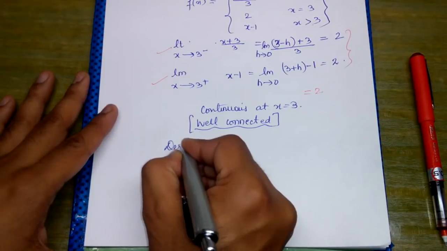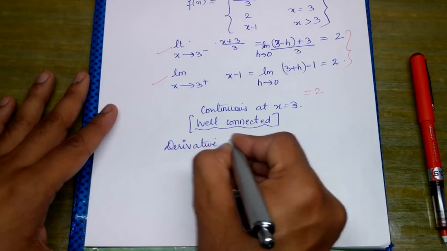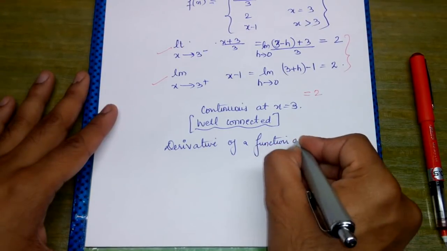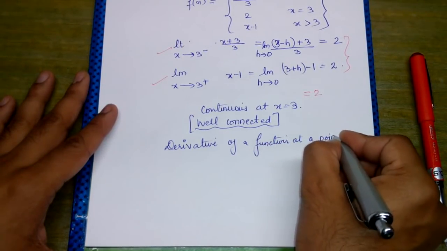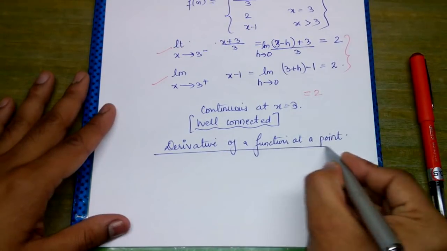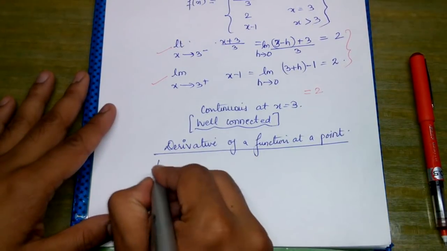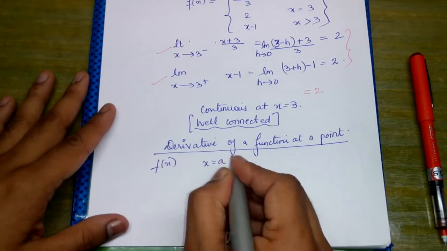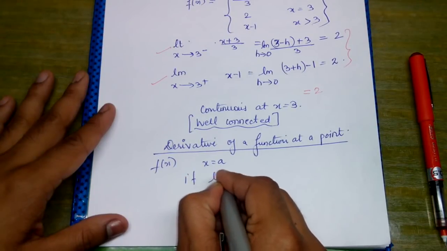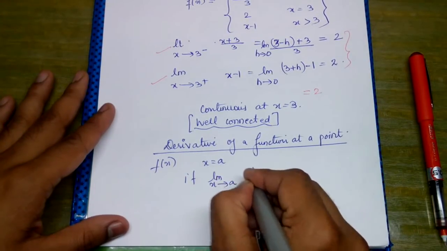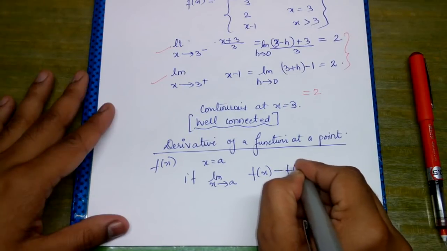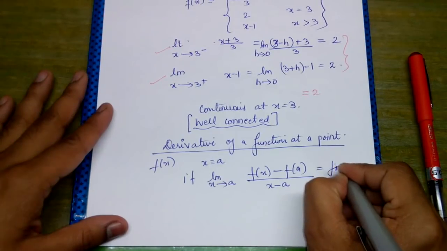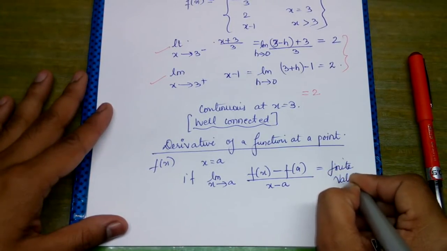Now we will study the derivative of a function at a point. Derivative of a function at a point: a function f of x is said to be derivable at a point x equals a if limit x tends to a, (f of x minus f of a) upon (x minus a) has a finite value.